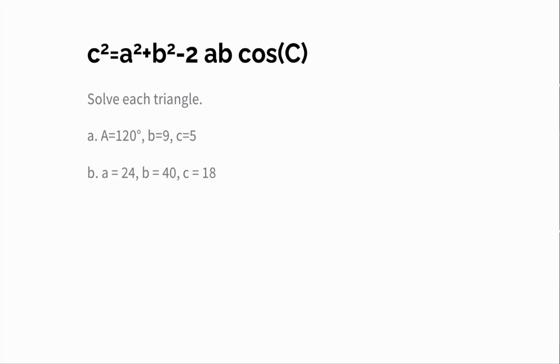Okay? In order to solve a triangle, we can combine the law of sines and the law of cosines. So here we've got some triangle A, B, C. And we know angle A is 120 degrees, side b is 9, side c is 5. So what we can do is we can solve for this missing side a. So a squared equals 5 squared plus 9 squared minus 2 times 5 times 9 times cosine 120.